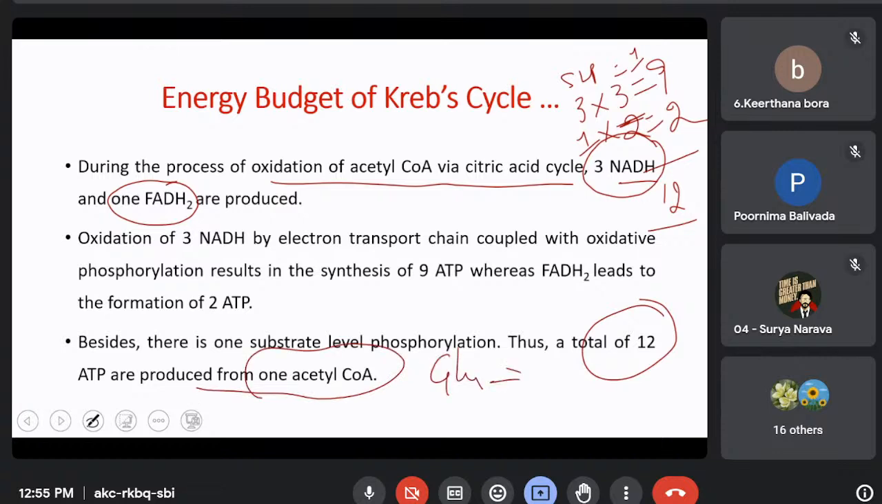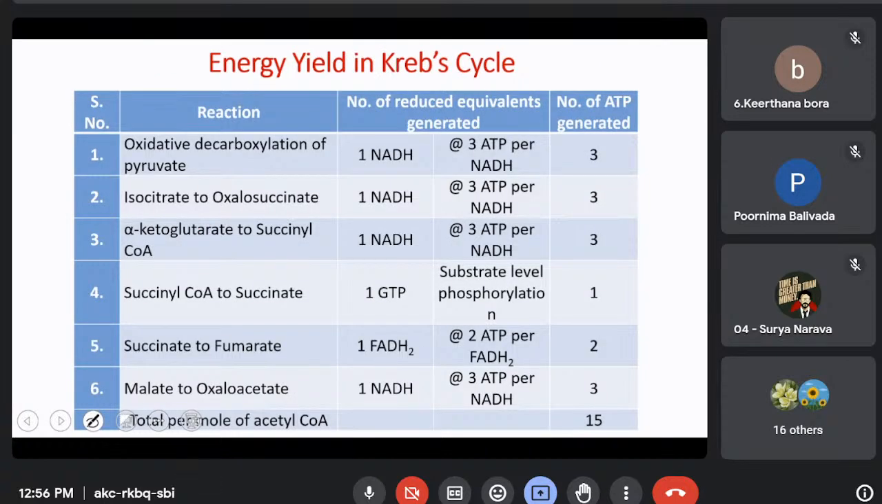From glycolysis, during glycolysis, glucose produces 2 pyruvic acid molecules. So when these 2 pyruvic acid molecules are converted into 2 acetyl coenzyme A, what happens? 2 into 12, 24 ATP are produced. So thus, coming to the energy yield of the Krebs cycle, oxidative decarboxylation of pyruvic acid, that means the first reaction before it enters the Krebs cycle, there 3 ATP and 1 NADH are produced. One NADH is produced, so that 3 ATP are produced. And in the overall reaction, 12 ATP are produced.